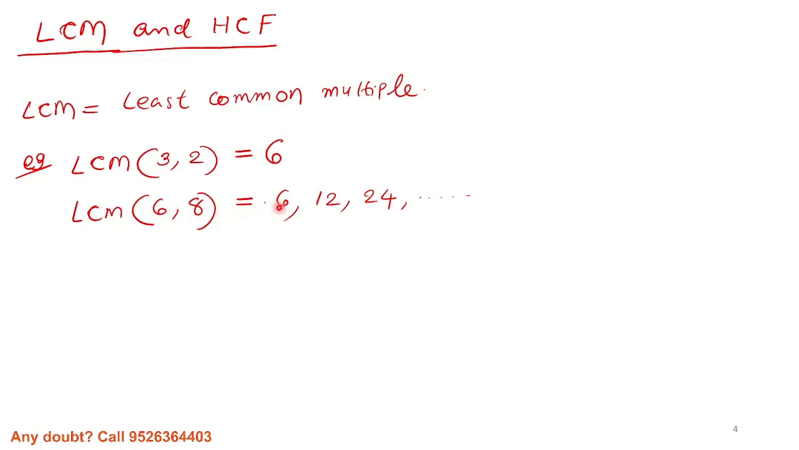6 is a multiple of 6 but not a multiple of 8. It is rejected. 12 is a multiple of 6 but not a multiple of 8. Rejected. 24 is a multiple of 6. It is also a multiple of 8. So this one is the smallest common multiple of these two, right? So this is one technique. The direct method is prime factorization, which I will definitely discuss. So the LCM of 6 and 8 is 24.